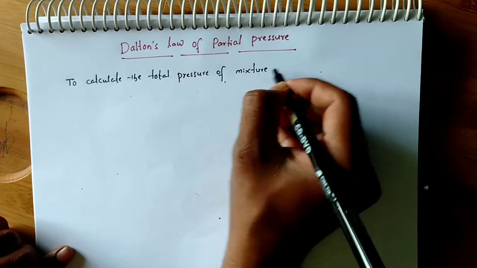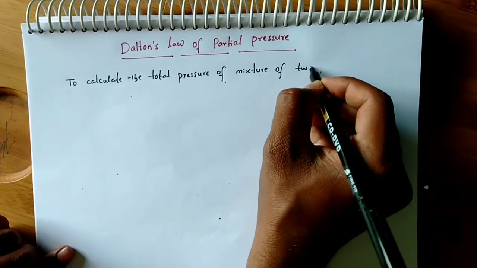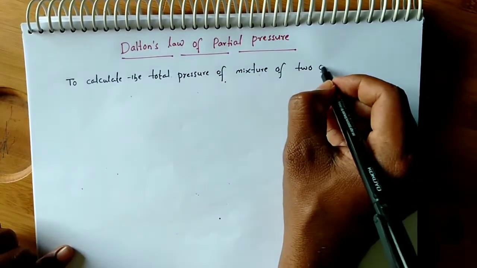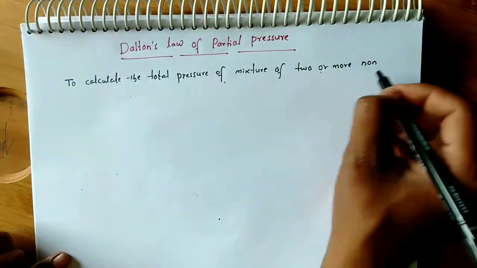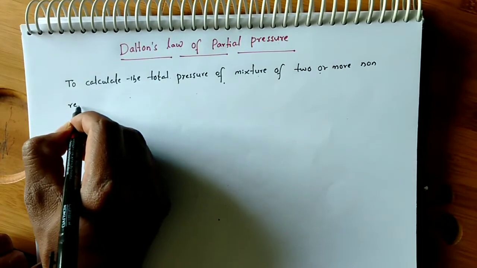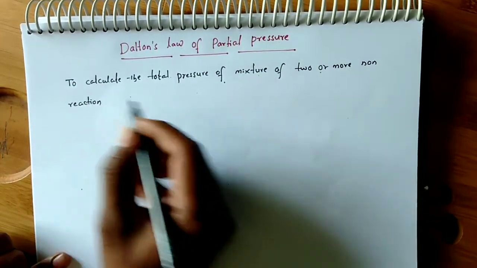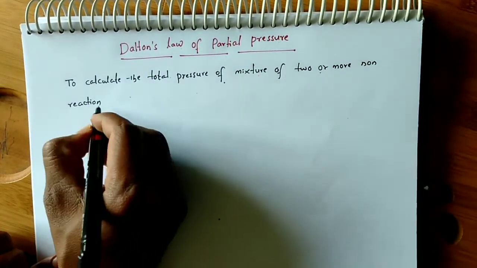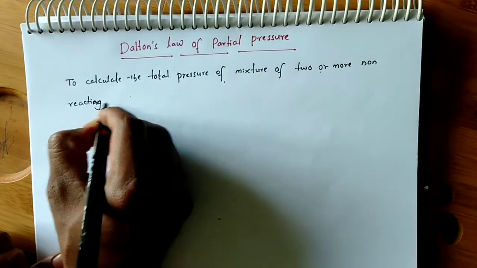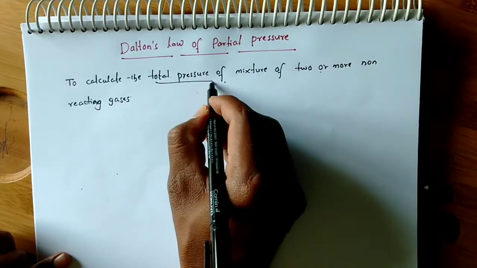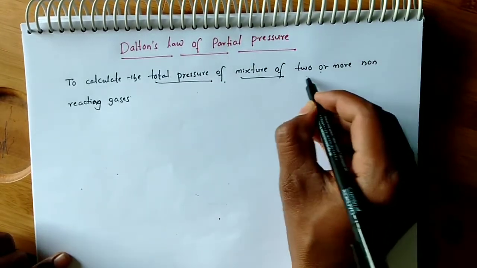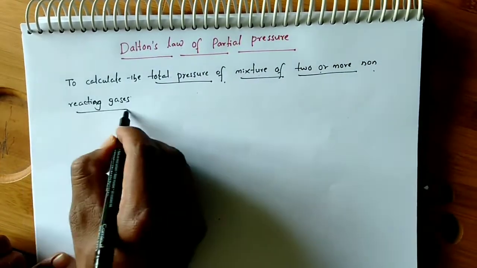a mixture of what? A mixture of two or more non-reacting gases. This is a very important condition for this law. In that mixture, there must be non-reacting gases. Okay, to calculate the total pressure of a mixture of two or more non-reacting gases.